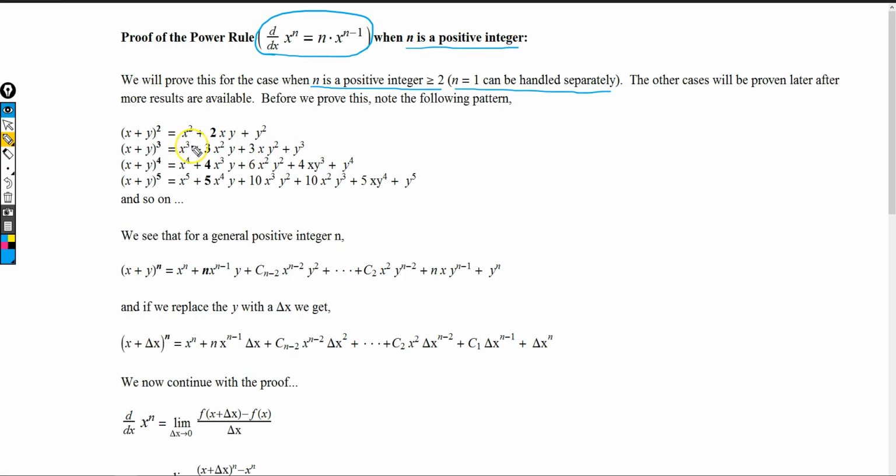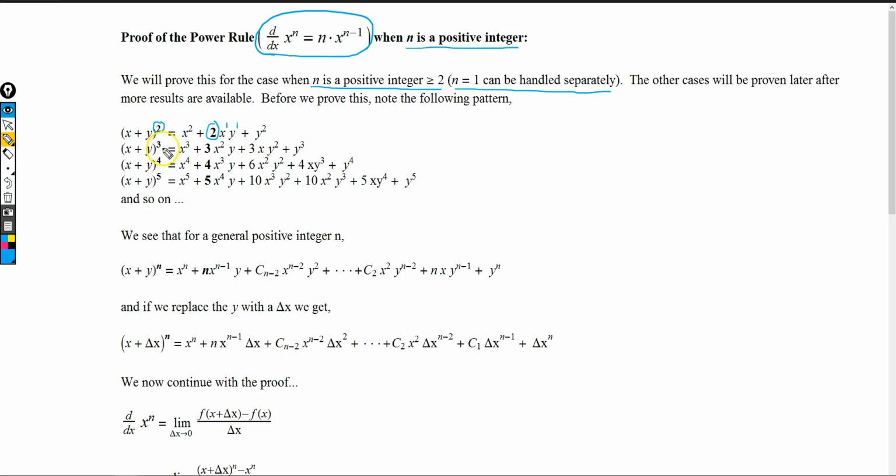Now let's notice a pattern when we expand x plus y to the nth power. First of all, if we look at x plus y squared and we FOIL that out, you get x squared plus 2xy plus y squared, right? Notice how the 2 in this exponent matches with the 2 right here. And also notice that we have an x to the 1 and a y to the 1 power. 1 plus 1 gives you 2. And then all the other exponents are 2 as well.